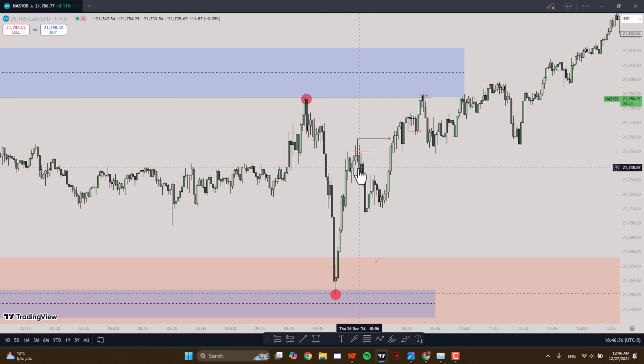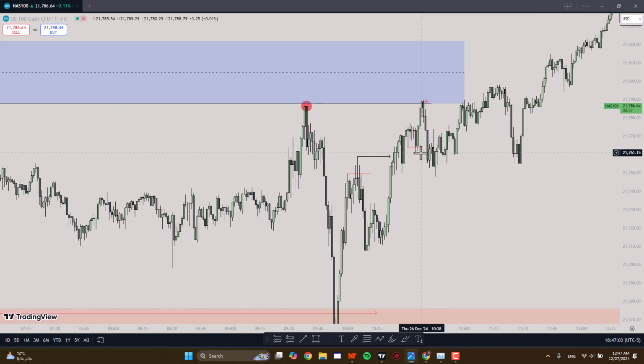So there is not a good reason to take it one more time, and also we don't have something to reject from here. Everything here is balanced. There's nothing here to reject from. So my initial idea was to take a trade to here, to this high and to this imbalance.